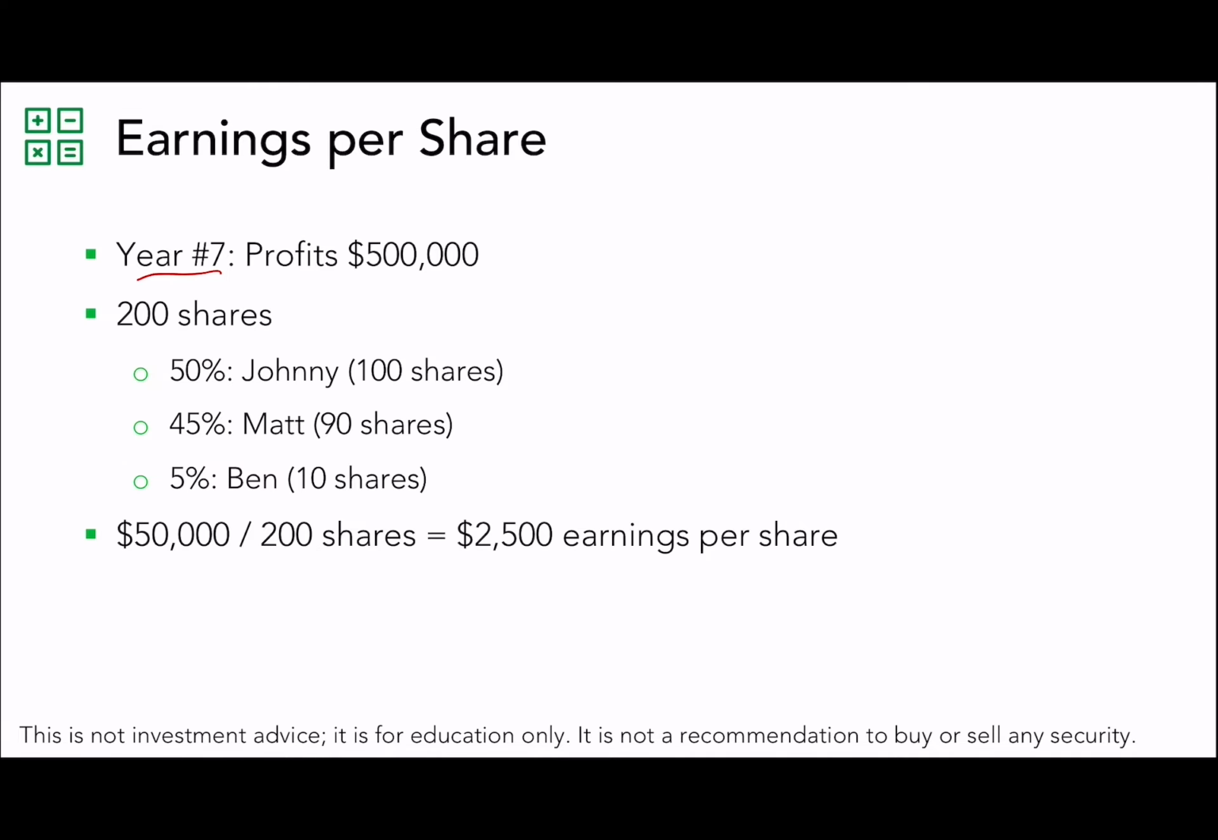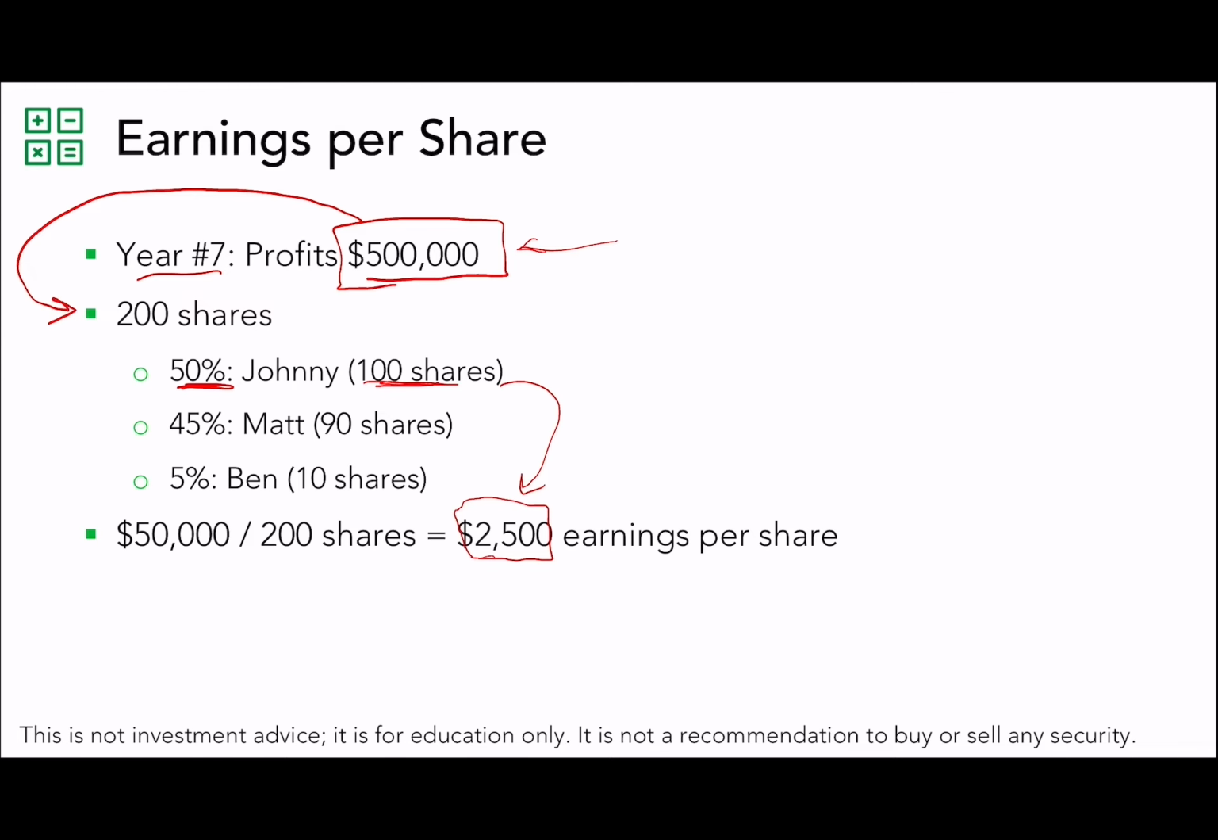So the business makes a profit of $500,000. If we take this $500,000 and divide it by the number of shares outstanding, we come up with a $2,500 earnings per share. And this represents what each share is entitled to of this profit. So Johnny has 50% of the business, or 100 shares. So he would be entitled to 100 shares times $2,500 in earnings per share. That represents his total earnings for what he owns.